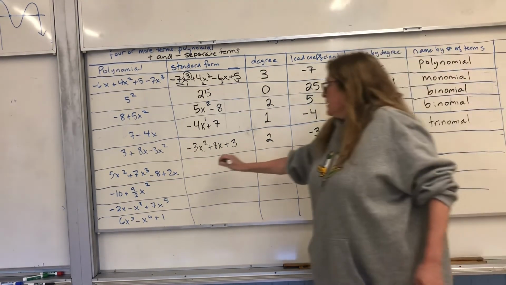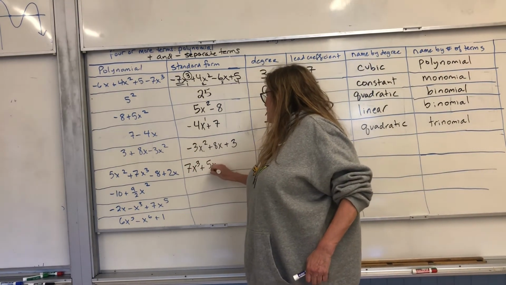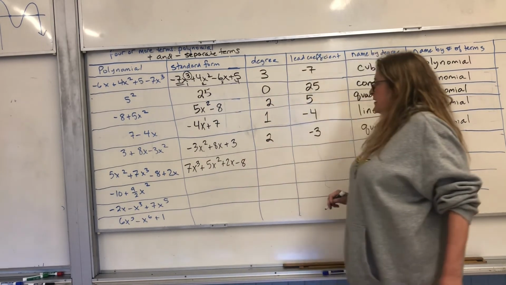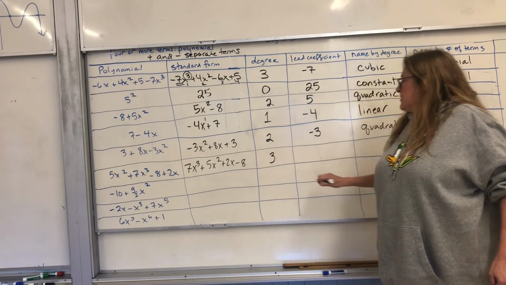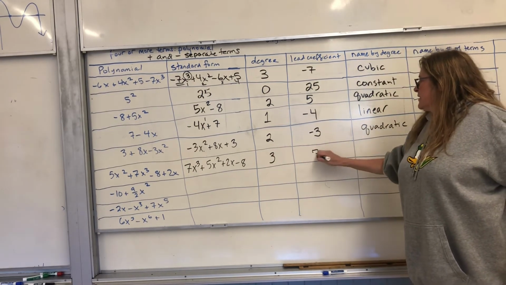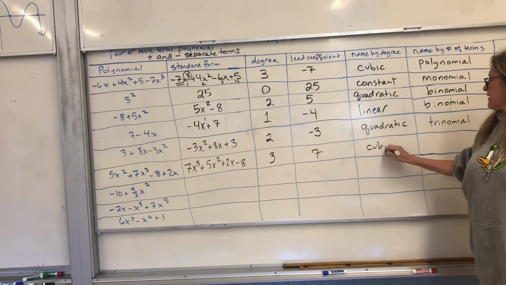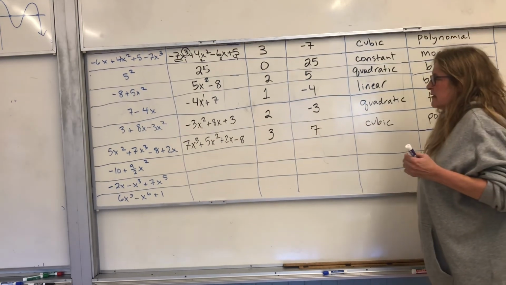Okay? Now we've got 7x cubed plus 5x squared plus 2x minus 8. We've got a degree of 3. Our lead coefficient is 7. And this time we have a cubic, because it's a degree of 3. And there are 4 terms, so we're just going to call it a polynomial. Okay, guys, 3 more to go.